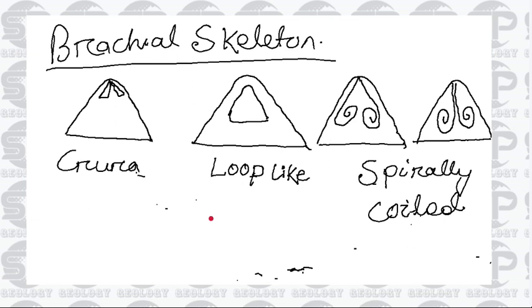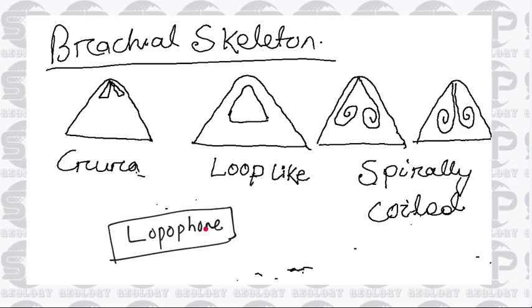And also brachial skeleton. The brachial skeleton is found in the brachial valve, which has arm-like processes that help to support the softer organs within the brachial valve. All the softer organs are collectively called the lophophore. The brachial skeleton is made of calcite, which supports the lophophore.